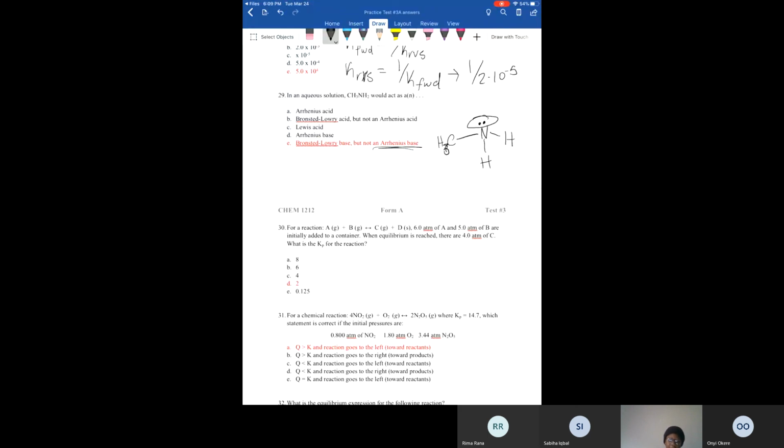I know an Arrhenius acid increases H plus, but I'm not necessarily sure. Maybe an Arrhenius base also just decreases H plus, but no, it's not going to decrease the H plus concentration. That makes sense. It's not a Lewis acid for sure. And you know it is a Bronsted-Lowry base.